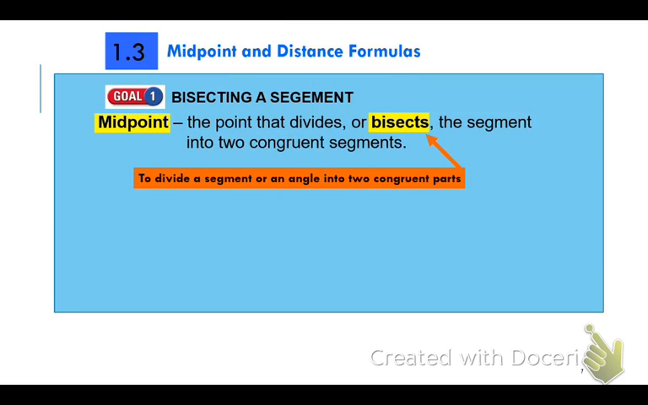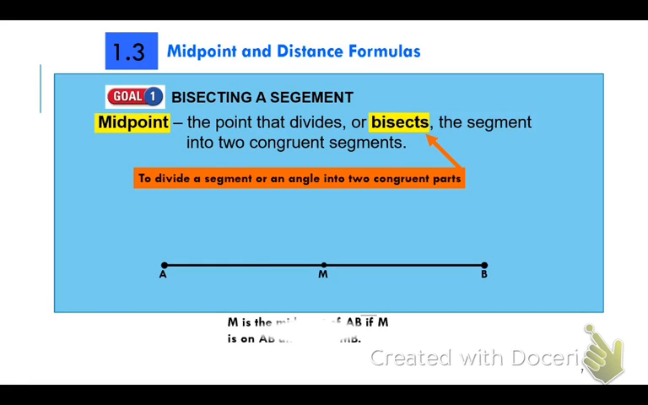Okay, this is the official definition. You don't have to write it down. You just wrote down the unofficial. To divide a segment or an angle into 2 congruent parts. You're going to hear the word bisect for the rest of geometry. Okay, so just remember that it sounds like what it is. Cut something in half. All right, and then we're going to talk about lines for 2 seconds.